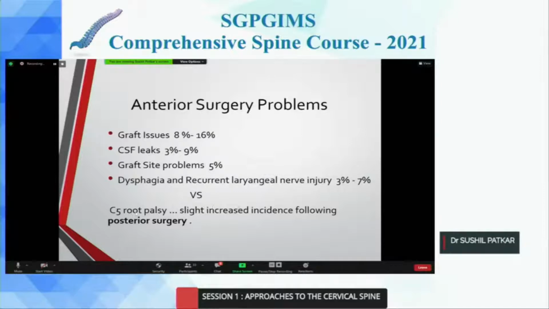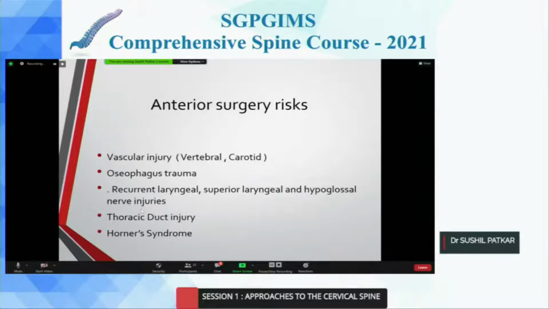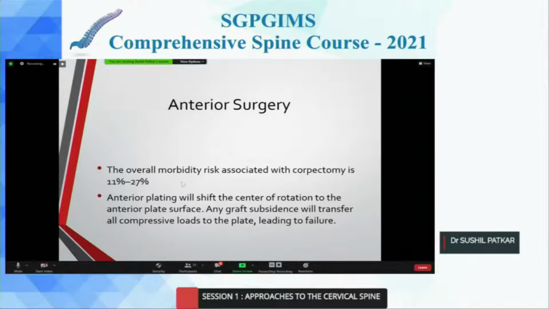The only really significant complication in posterior surgery is C5 root palsy. Anterior surgery has various other injuries to the surrounding structures. I'm not against anterior surgery. I do a lot of anterior surgery. But in OPLL, you have to be careful. So the overall morbidity risk associated with corpectomy is between 11% to 27%. And anterior surgery is a technically demanding surgery.